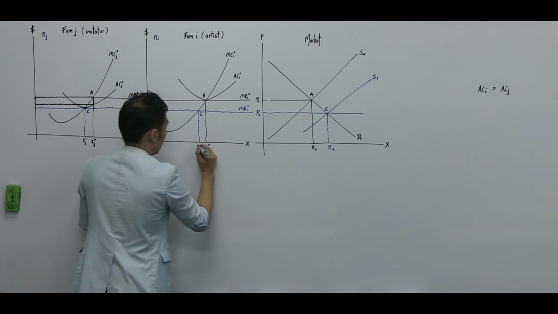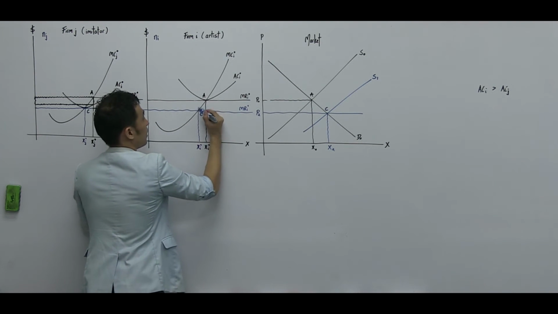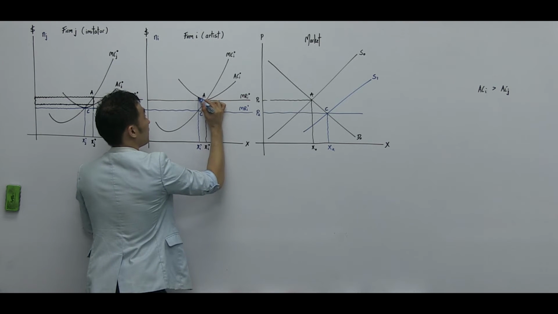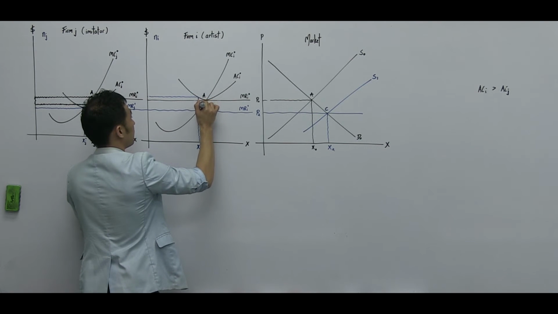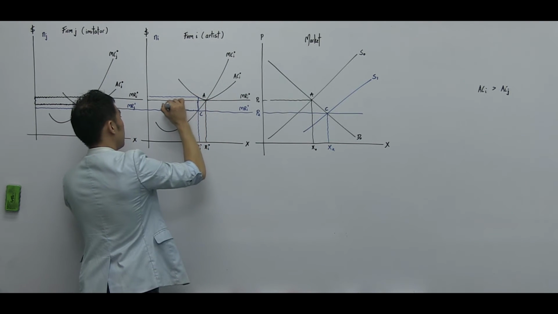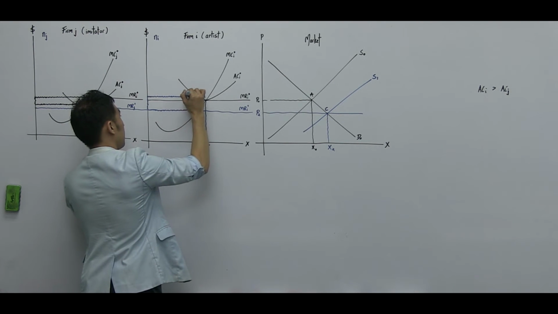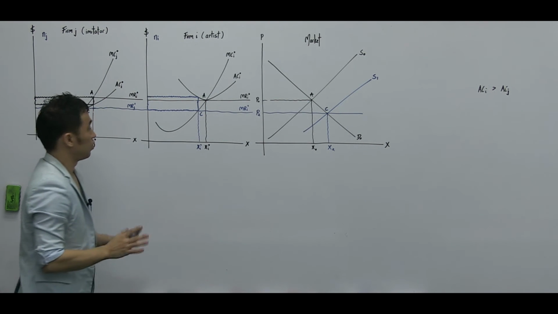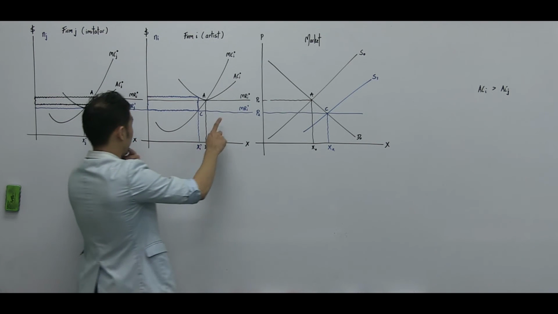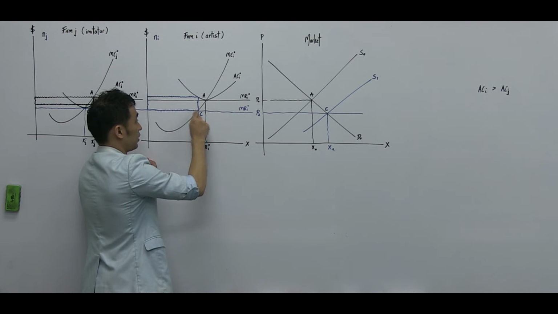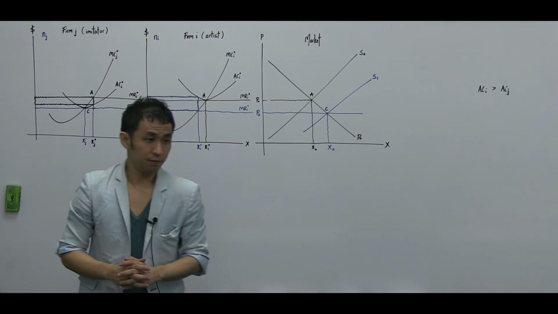XI1. And the problem is this. At this point, you jump up to hit the AC, right? So the artists are actually making a loss. When they're making a loss, they will start to leave. So at this long run price, all the artists, if they choose to produce here, they will be making a loss, and they will all start to leave.